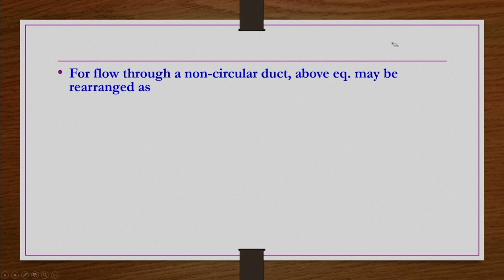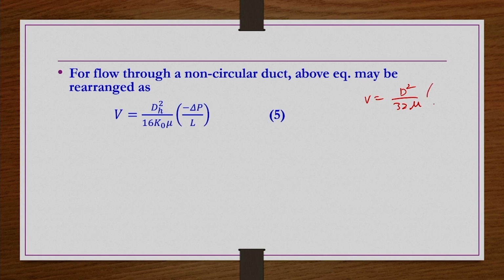For flow through a non-circular duct, the above equation may be rearranged as this one. Okay. The previous equation, V equals d square by 32 mu times minus delta P by L, was there. This is for the circular column tubes, for the Hagen-Poiseuille equation. But the same equation, if you derive for non-circular conduits, you get this one.